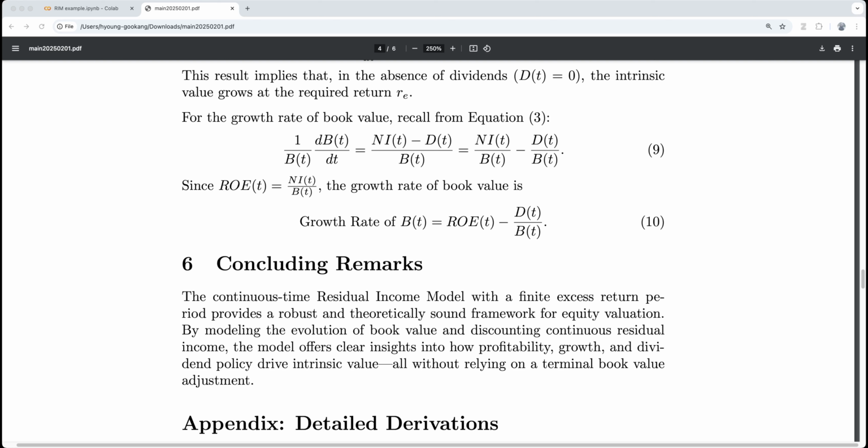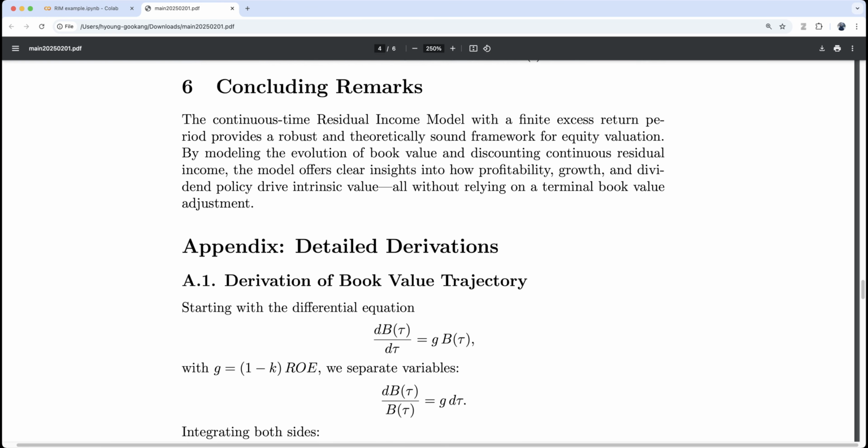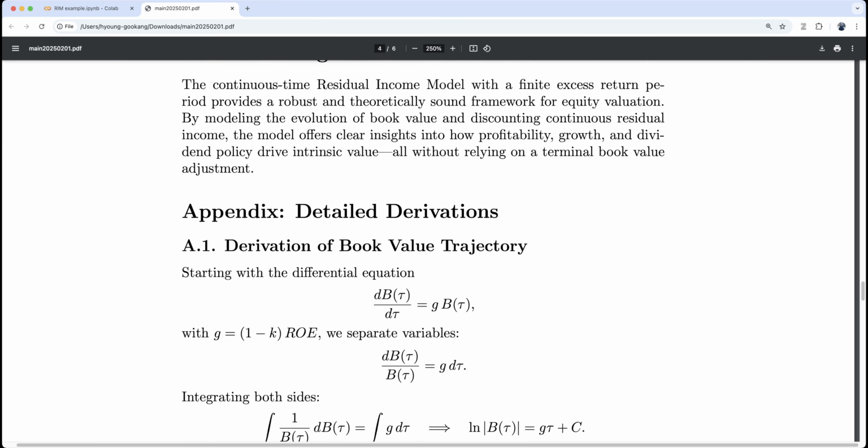Next, let's take a look at some appendix calculations because they are useful. It is useful to understand the intuitions better. So, detailed derivation appendix. Derivation of the book value trajectory.